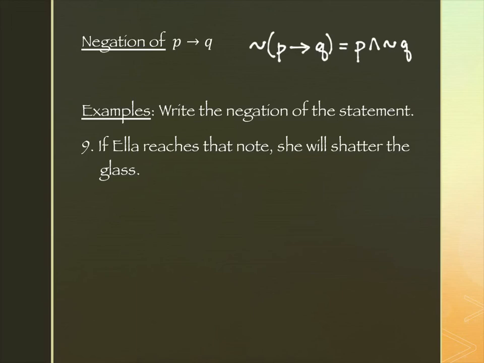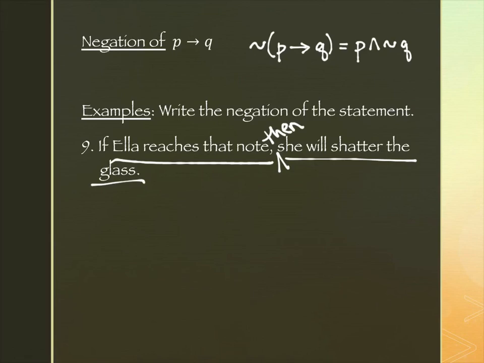So we're going to do this with some language ones now. It says to write the negation of the statement. It says, if Ella reaches that note, she will shatter the glass. So the two statements are Ella reaches that note, and she will shatter the glass. The word then isn't actually written in here, but if it helps you to see it, you can put it there.